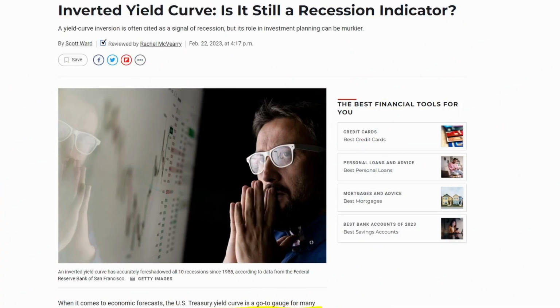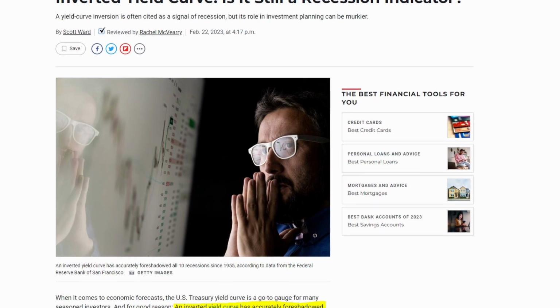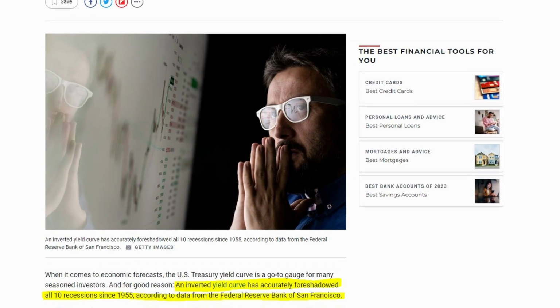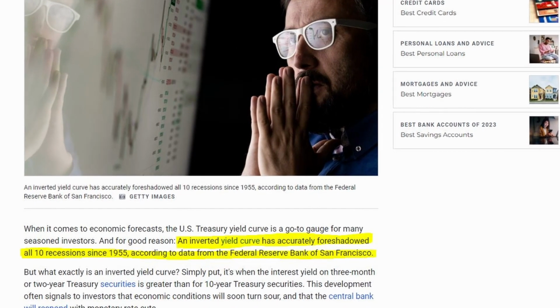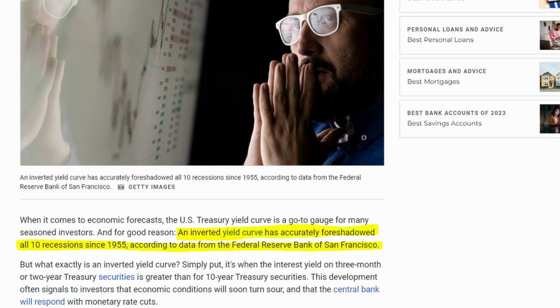Here's a quick article on the performance of the inverted yield curve. So you'll see right here, inverted yield curve, is it still a recession indicator? An inverted yield curve has accurately foreshadowed all 10 recessions since 1955, according to the data from the Federal Reserve Bank of San Francisco. That's just telling us that this metric, this data, has been very, very accurate through history.